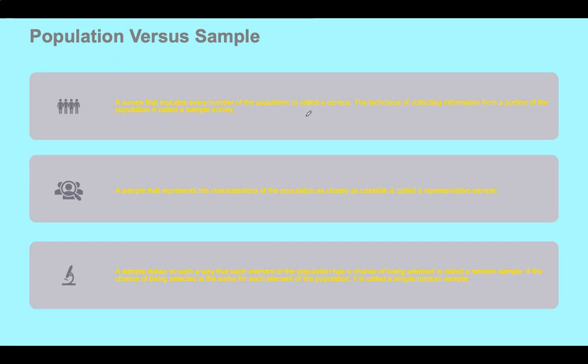I told you a survey that includes every member of a population is called a census. The technique of collecting information for a portion of the population is called a sample survey. A sample that represents the characteristics of the population as closely as possible is called a representative sample. And a sample drawn in such a way that each element of the population has a chance of being selected is called a random sample. If the chance of being selected is the same for each element of the population, it is called a simple random sample. Okay.